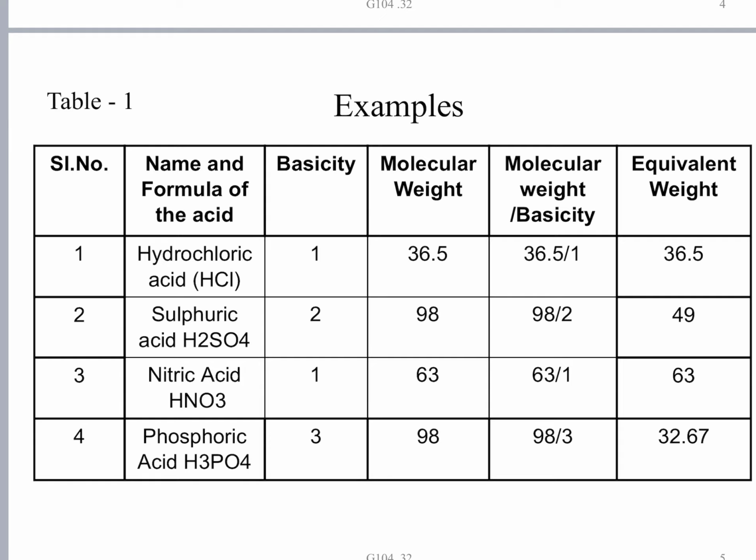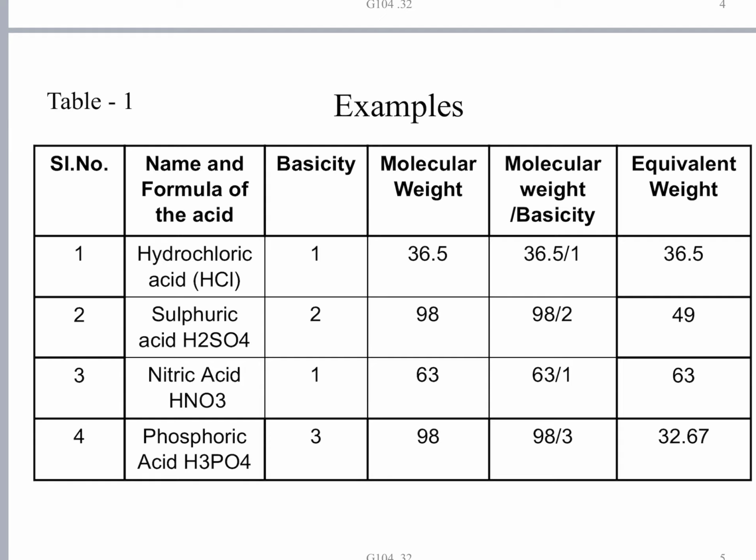As I told you, first we calculate the molecular weight of a given substance, then the molecular weight is divided by the basicity to give us the corresponding equivalent weight. So in the case of sulfuric acid, the equivalent weight is molecular weight by basicity, that is 98 by 2. So the equivalent weight of sulfuric acid is 49.